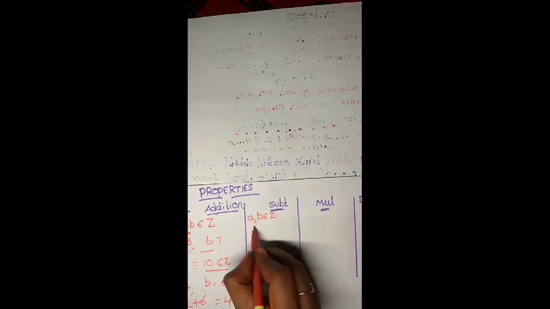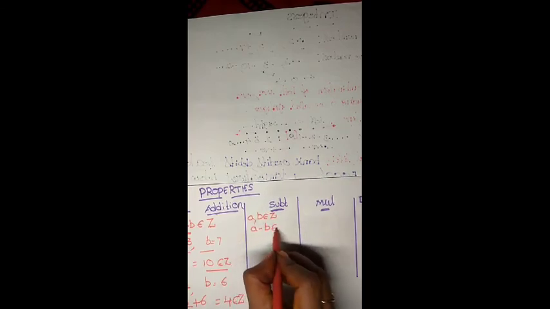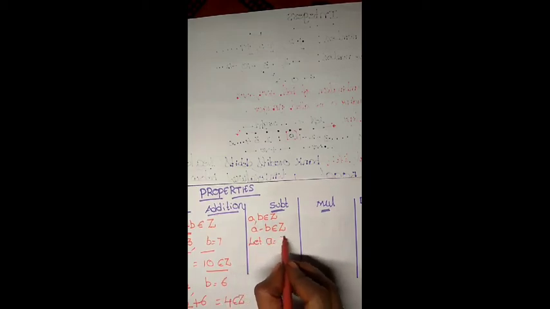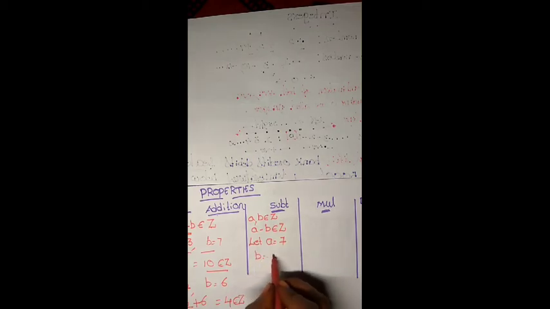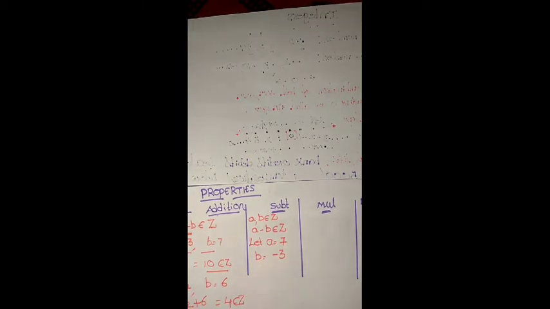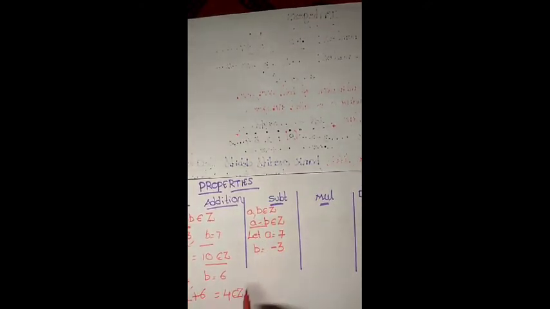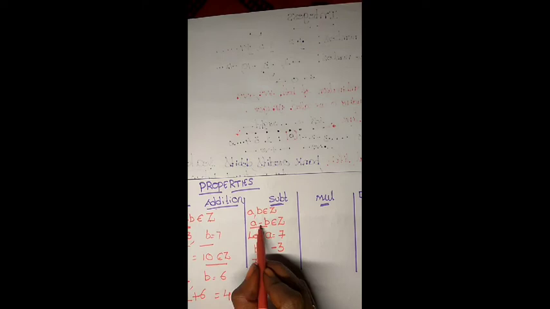Now a, b belongs to Z. As it is a subtraction, a minus b. Instead of plus we have to take minus b. So let us take a as 7 and b as minus 3. You can take your own examples. You can take all positive numbers or negative numbers or both positive and negative numbers. So here I have taken a one positive and b one negative.